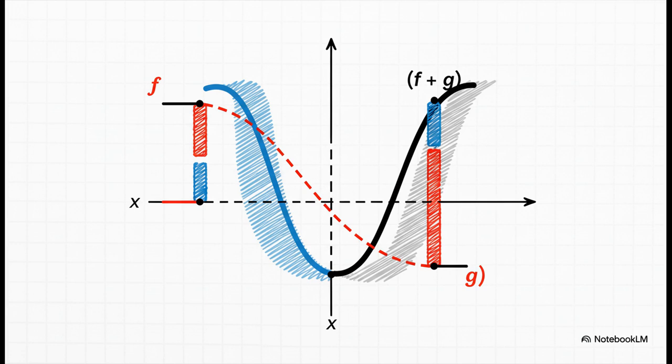To add 2 functions, f and g, you just make a new function, f plus g, where its value at any point x is just f of x plus g of x. We're dealing with totally different kinds of objects, but the structure of the operation is identical. It follows all the same rules.